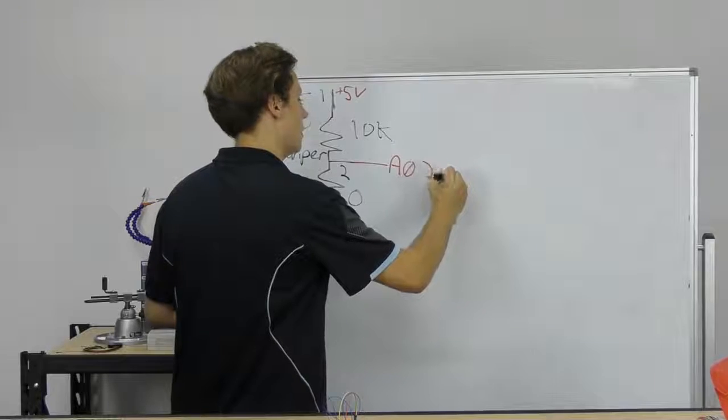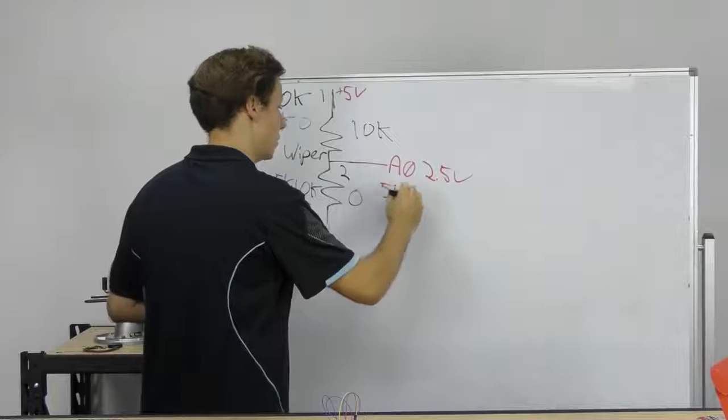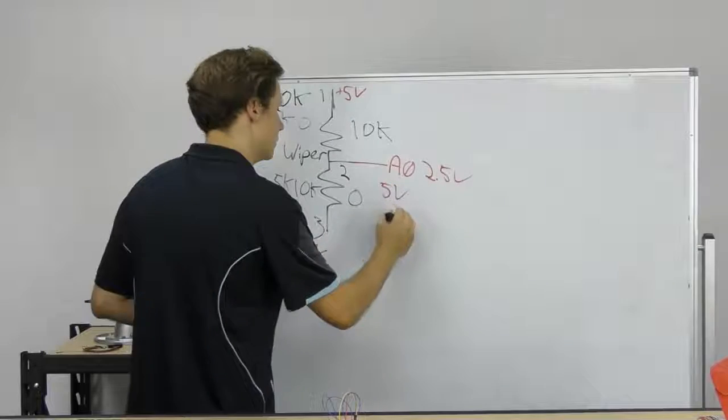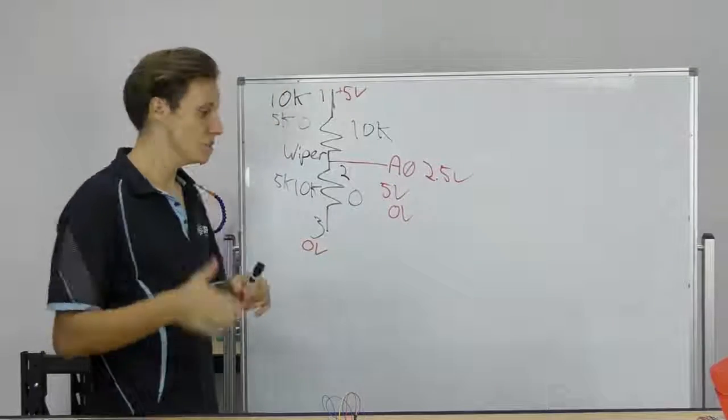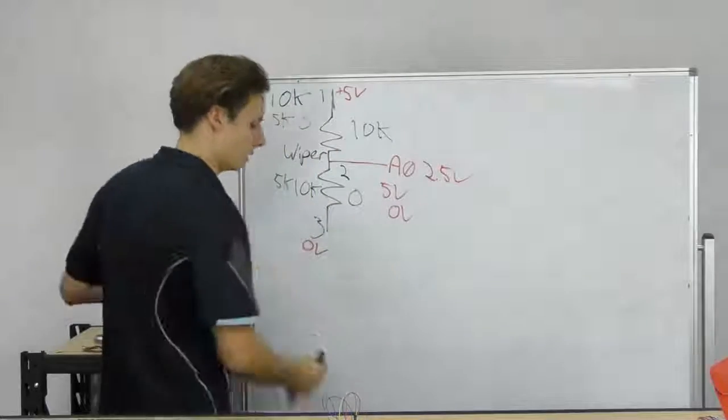So 2.5 volts. When it's all the way in one direction, it will give you, say, 5 volts, depending on which direction. And all the way in the other direction, it will give you 0 volts. And we can measure that voltage, as we were looking at our graph before, to input to our Arduino.